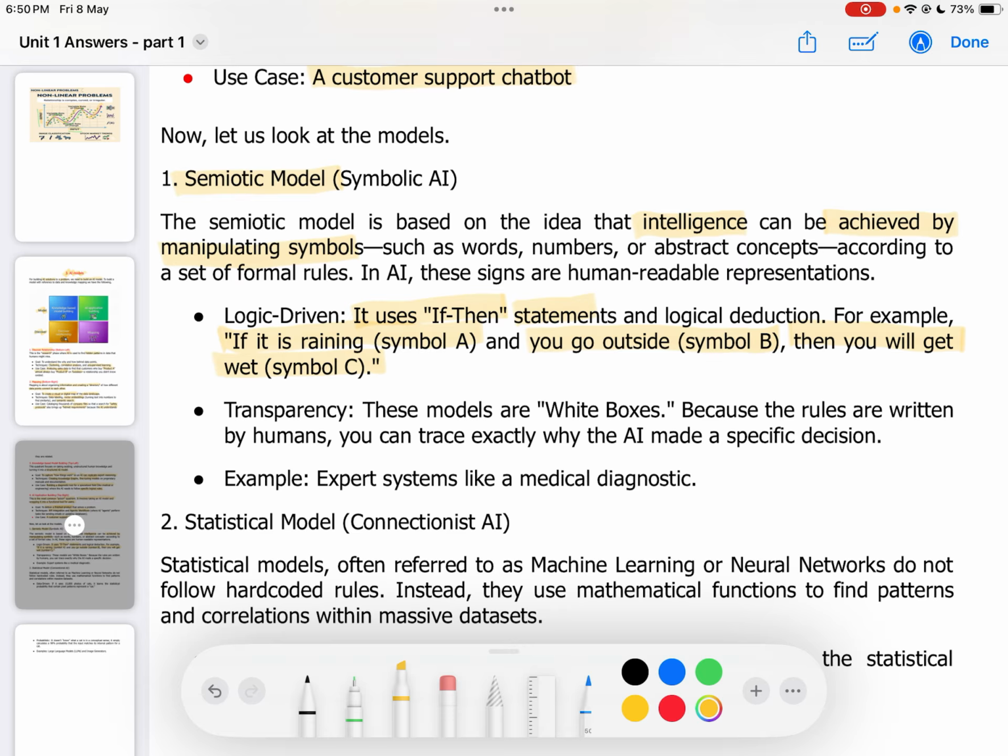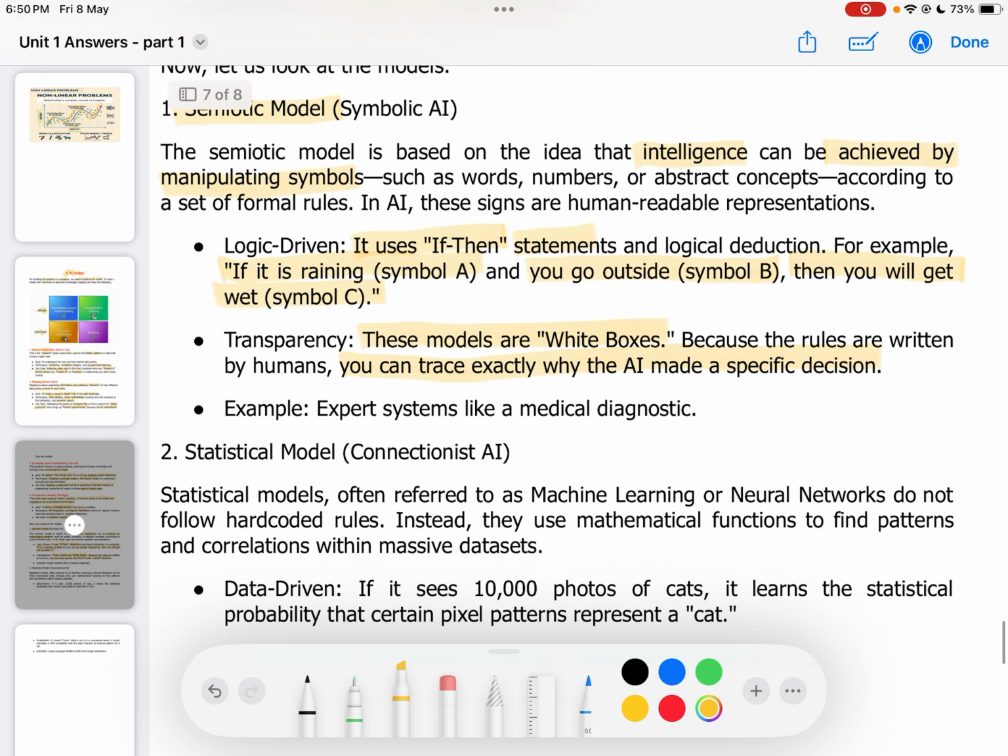On transparency, these are called white boxes. Because the rules are written by humans, you can exactly trace why the AI made a specific decision. Because of the transparency, we'll know why the AI made a decision. An example is the medical diagnostic equipment we have seen, right? So those are ones where we know how it will work.